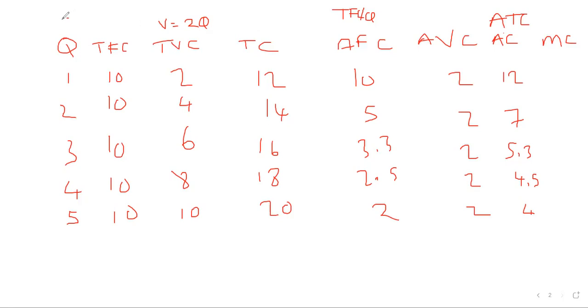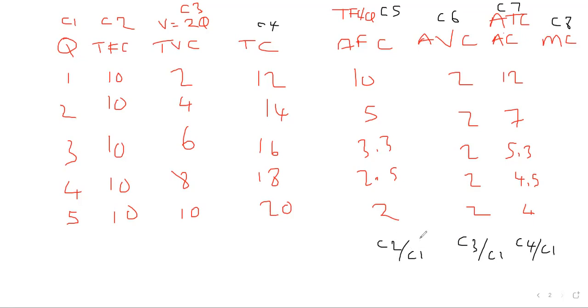So we can call this column 1, column 2, column 3, column 4, column 5, column 6, column 7, column 8. So how do we find column 7? It's simply column 4 over column 1. Are we finding average variable cost? Column 3 over column 1. Average fixed cost? Column 2 over column 1.